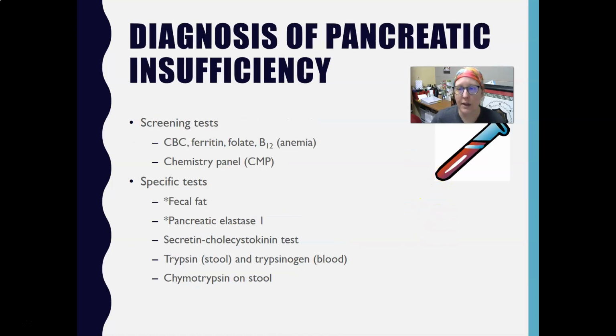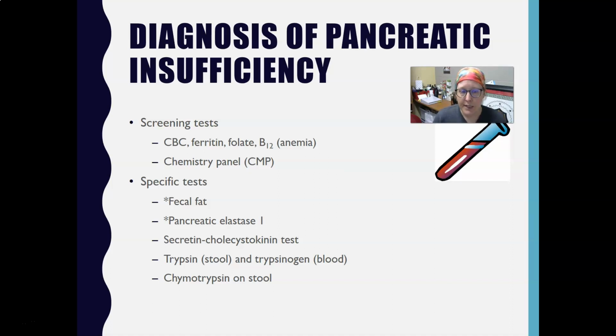And how do you diagnose pancreatic insufficiency? For screening tests, you can do CBC, ferritin, folate, and B12 because those all look for anemia, and you would develop anemia if you had pancreatic insufficiency. And your chemistry panel, so you can look at your electrolytes and all of that. Those are quick screening tests.